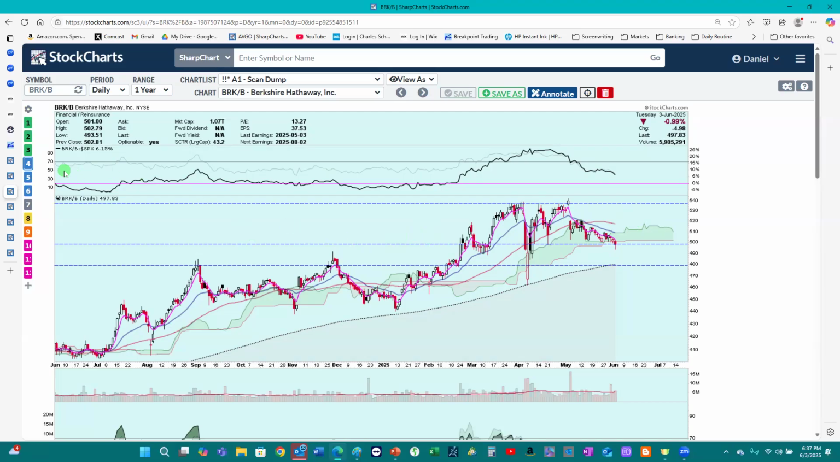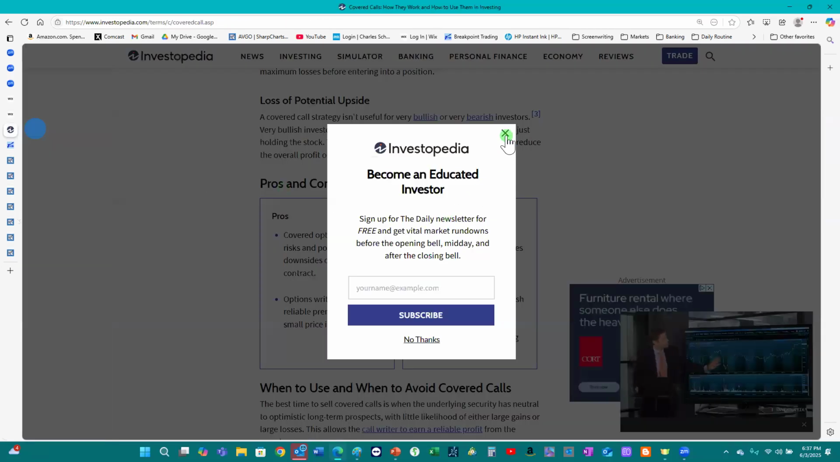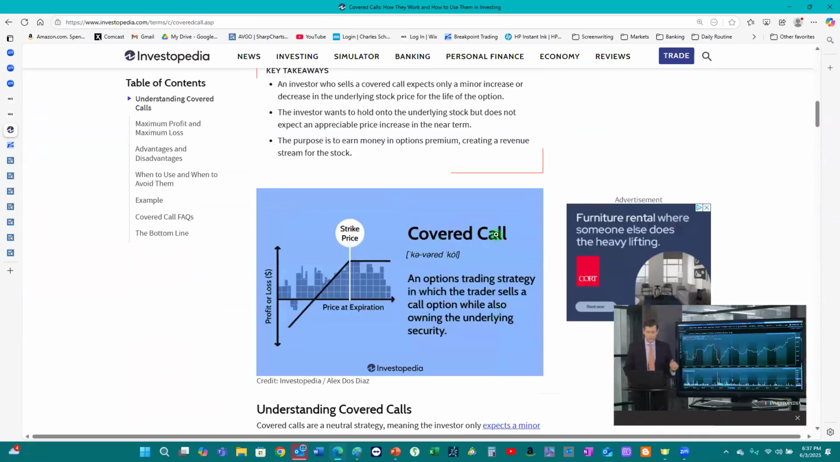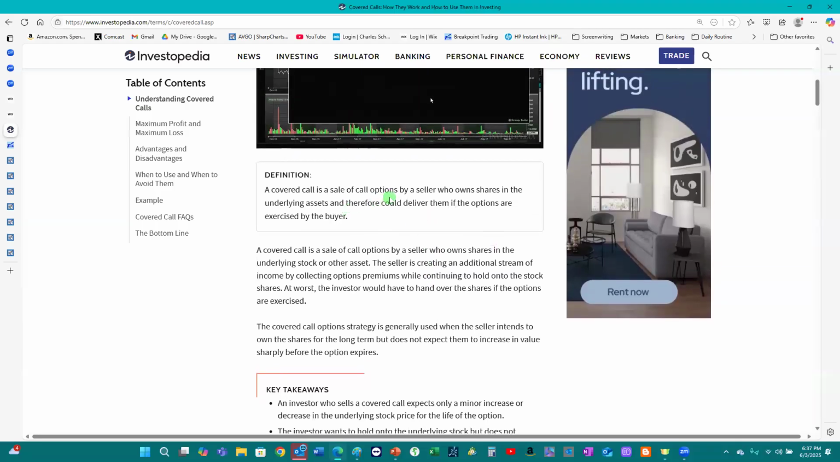All right, so before I do the daily scan, let me talk about how to use technical analysis for covered calls. So what are covered calls? First of all, this is Investopedia, which is a great site to learn about things. A covered call is a sale of call options by a seller who owns shares in the underlying asset. That's what makes it covered, owning the shares. Therefore, you could deliver them if the options are exercised by the buyer. I'll explain that more in a second.